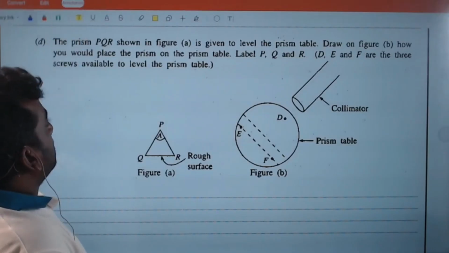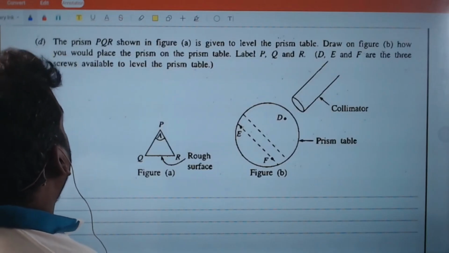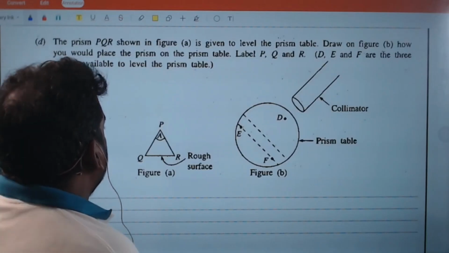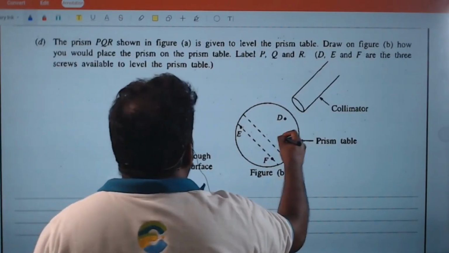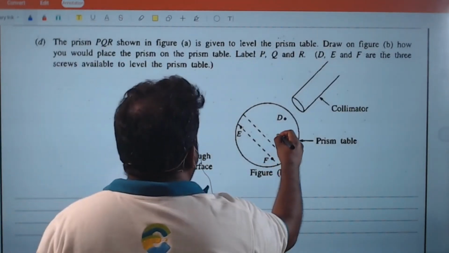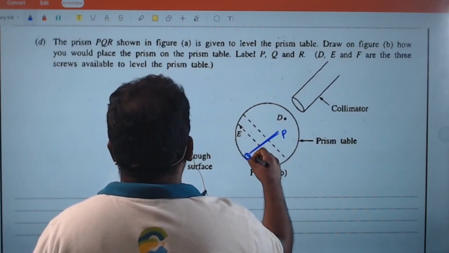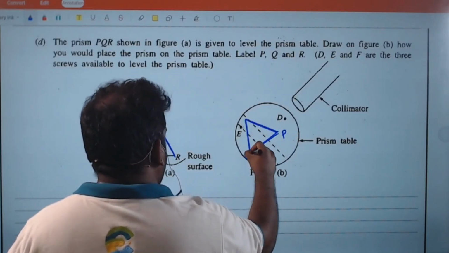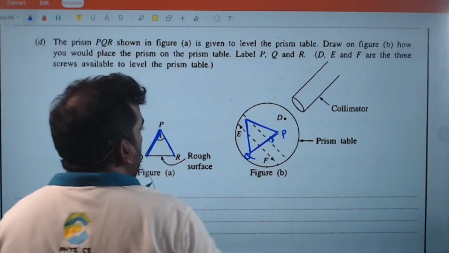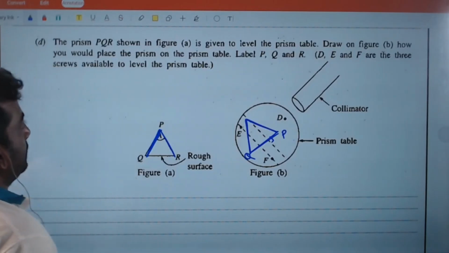Prism PQR shown in the figure is given to level the prism table. Draw on the figure how you would place the prism. So one of the refracting surfaces, either PQ or PR, should be perpendicular to this line. I'll keep it like this, PQ. One of the refracting surfaces should be perpendicular to the dotted lines. Right.